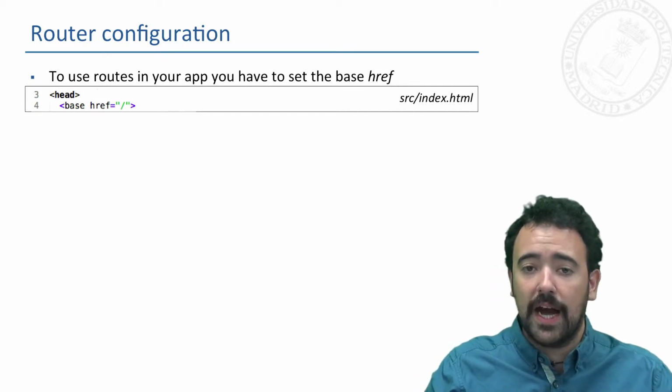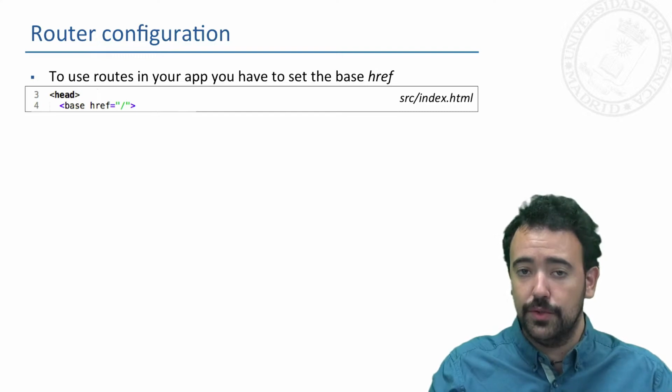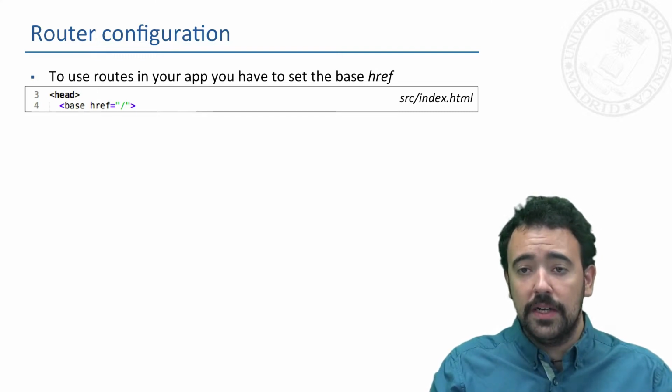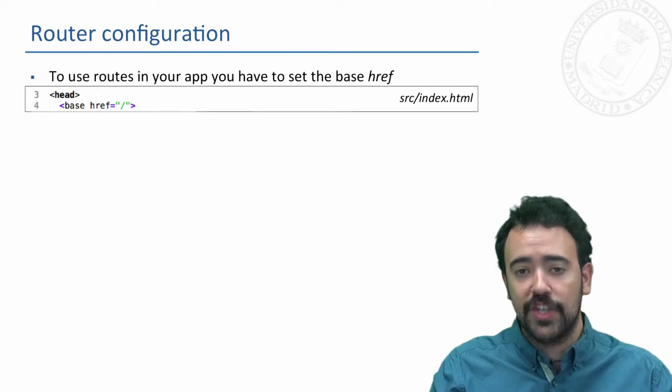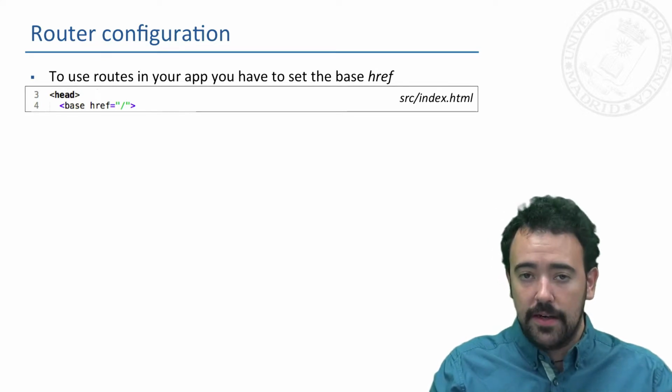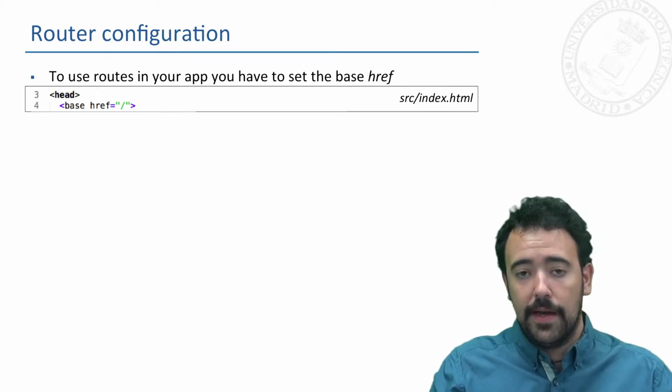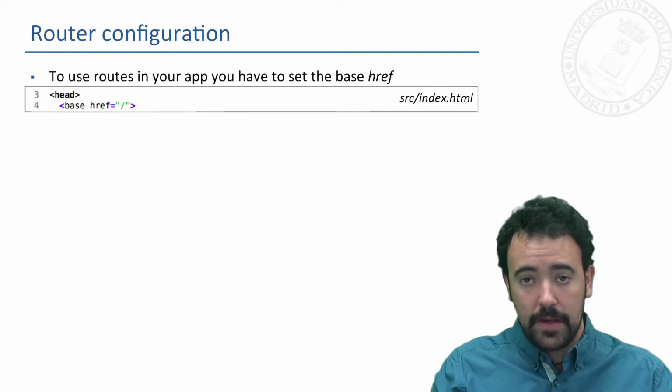The first thing we have to do in order to start using routes is to set the base href in the index.html file of the application. This is included by default when we create an Angular application, but it's important to check that this is actually there, because if not, the Angular navigation will not work, okay?